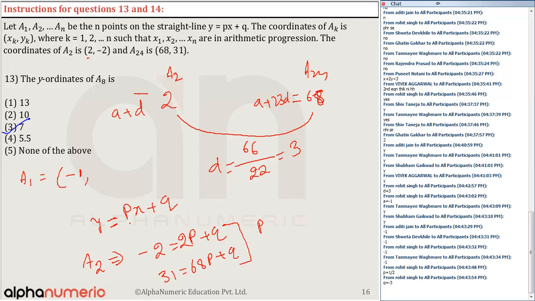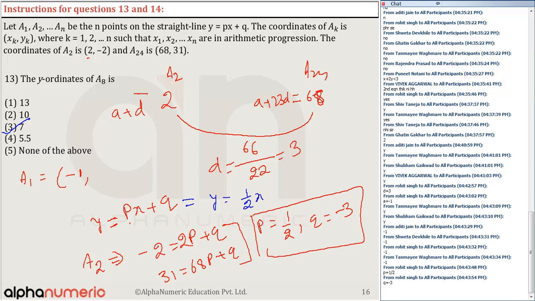p equal to क्या आ रहा है? Half, that's right, and the value of q is equal to -3. So p is equal to half and q is equal to -3. So once I get that, I can say our equation is y is equal to 1/2 x minus 3. ठीक है ना? 1/2 x minus 3.